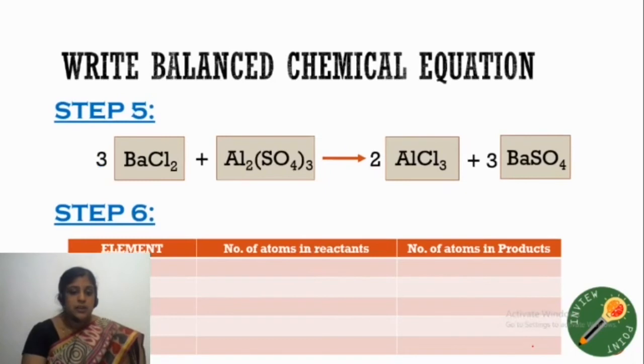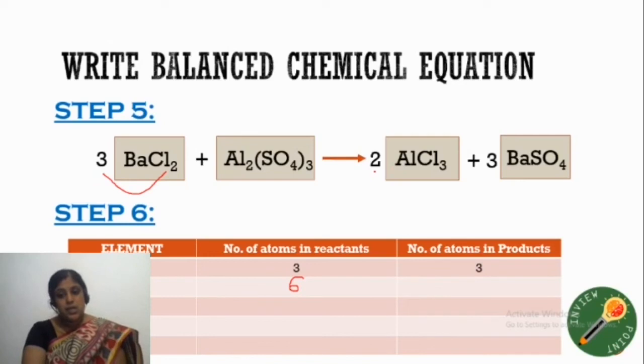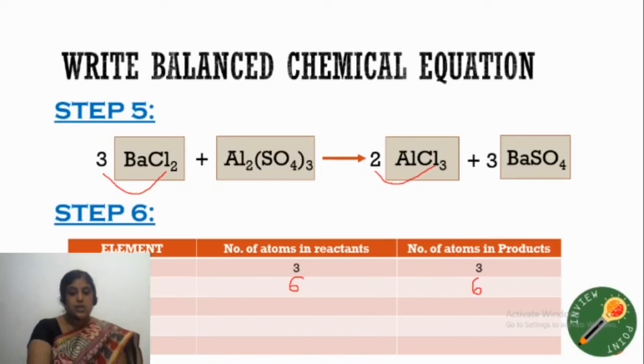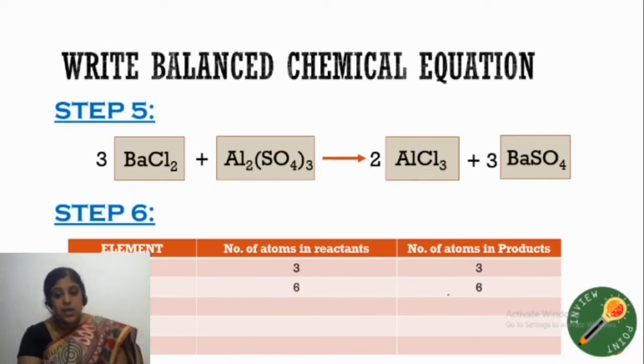We have to check whether all the elements have an equal number of atoms in the reactant and product side, right? So first take the barium atom here. It is 3 Ba, right? So the number of atoms is 3 in the reactant side, and in the product side it is also 3 Ba. So it is equal, right? Then next consider the chlorine atom. See, it is 3 Cl2. That means 3 into 2. So there is a total of 6 chlorine atoms in the reactant side, and in the product side it is 2 Cl3. That is 2 into 3, 6 chlorine atoms in the product side. So here also the number of chlorine atoms are equal, 6 each.